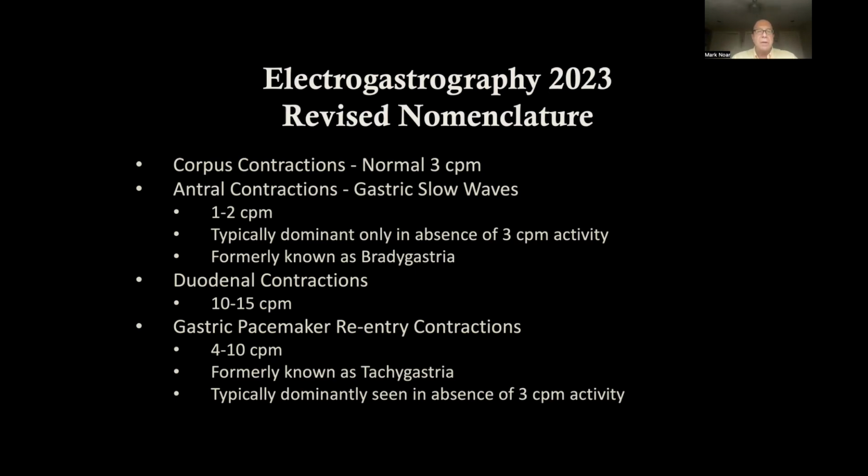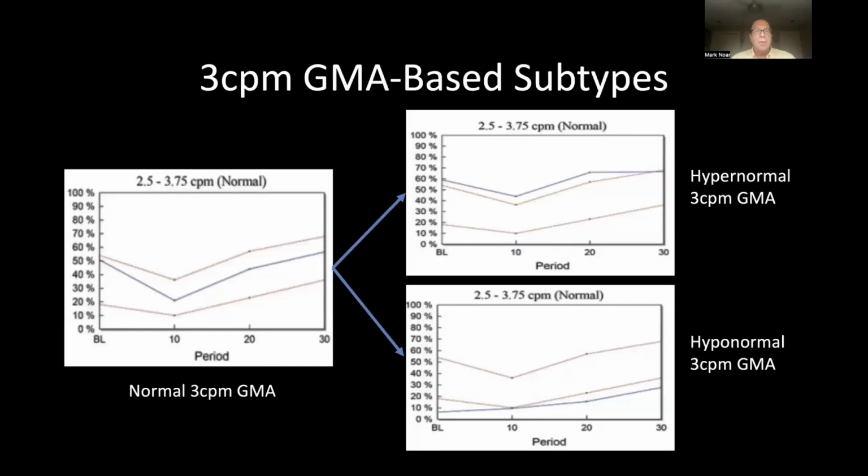Now, when we put all of this together, we're trying to subtype disease. And we do that by focusing on the normal corpus, because this is where we have the majority of the knowledge base. We subtype into either the normal 3 cycle per minute activity, the hypernormal 3 cycle per minute activity, which you can see manifested as the patient results above the broken red lines, or the hyponormal, indicating some dysfunction of the ICCs or the ICC motor unit. This helps us focus not only on diagnostics, but also on therapy.